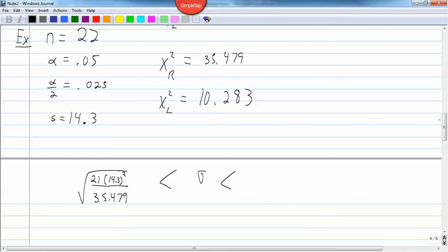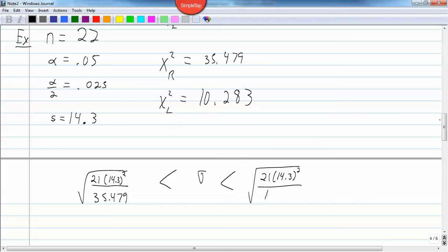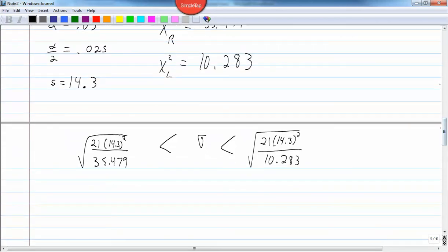I'm going to go ahead and write down what I'm going to do after that so I can just do both calculations whenever I go to my calculator. This side is 21 times 14.3 squared. The only difference is when finding the right endpoint, use the left critical chi-value. So divided by 10.283. Okay. So I'm going to do that in my calculator.